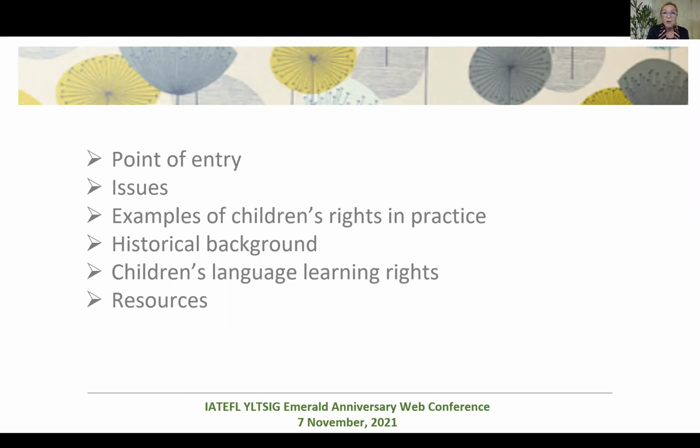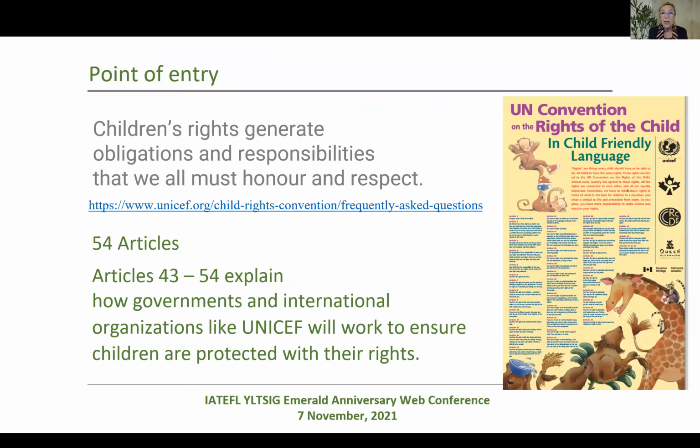I'm not sure how much everybody knows about the United Nations Convention on the Rights of the Child, how many articles there are. Well, there are 54 articles, and this child-friendly version here has 42 articles. And articles 43 and 54 are not included because they explain how governments and international organizations like UNICEF will work to ensure children are protected with their rights.